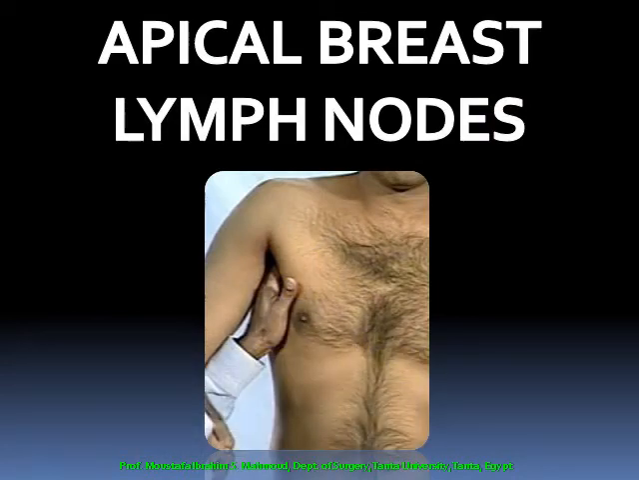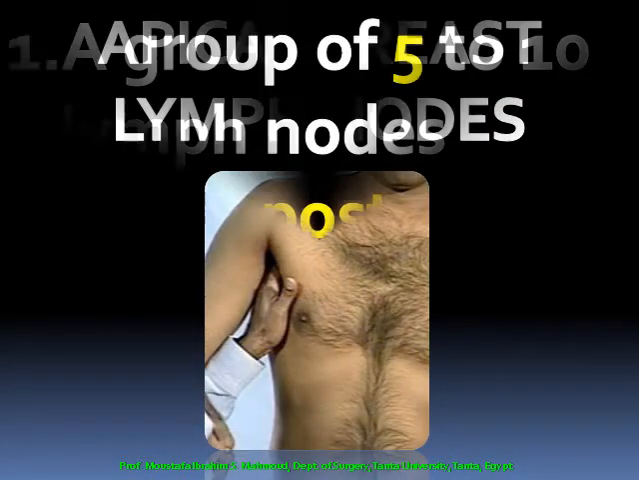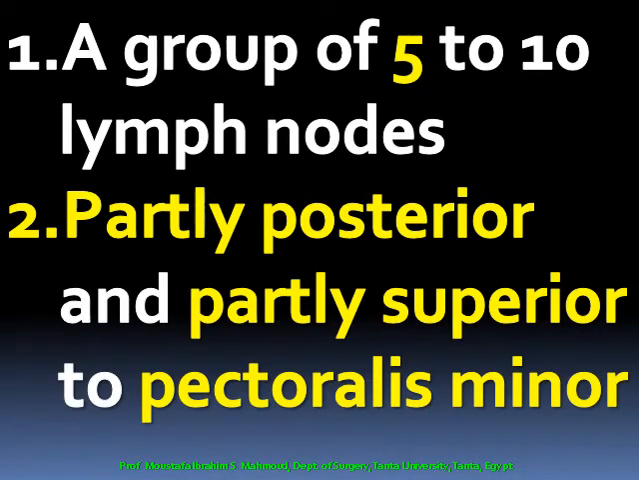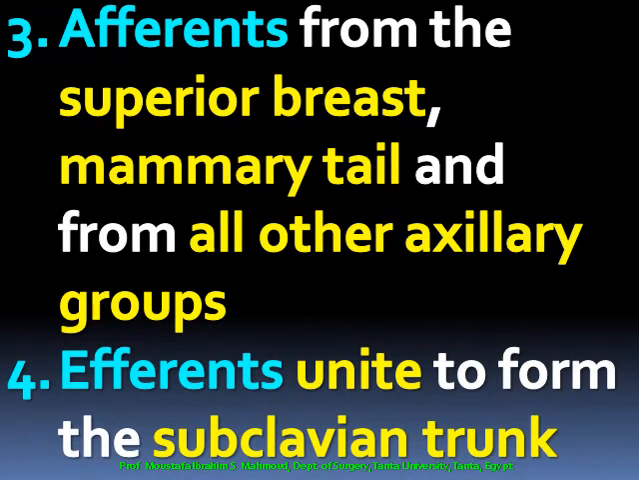The apical breast lymph nodes, a group of 5 to 10 lymph nodes, partly posterior and partly superior to the pectoralis minor. The afferents are from the superior breast tissue, the mammary tail, and from all other axillary groups. The efferents unite to form the subclavian trunk.